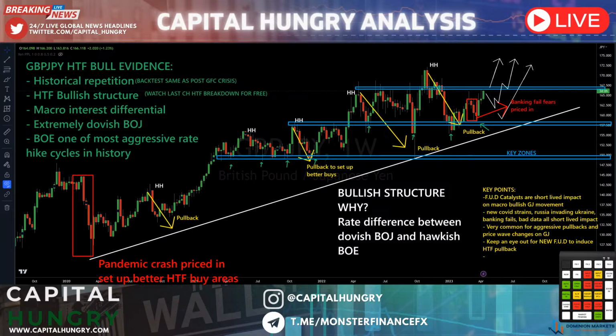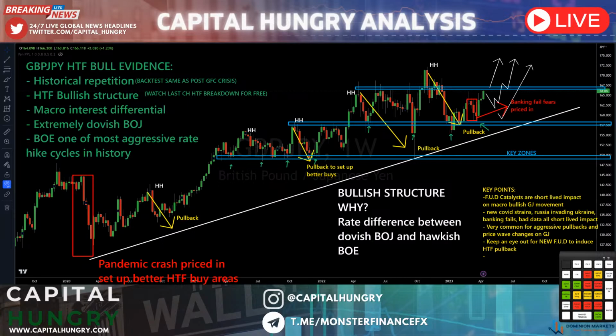Due to the excess money printing and pumping into the markets during the pandemic phase, global inflation in major countries, from North American to European countries, and in this example the UK, being so high has led to the most aggressive rate hike cycles by a lot of major central banks such as the Federal Reserve, Bank of England, Reserve Bank of Australia, and so forth. So there's a massive rate differential between how dovish the Bank of Japan is and how hawkish the Bank of England is.